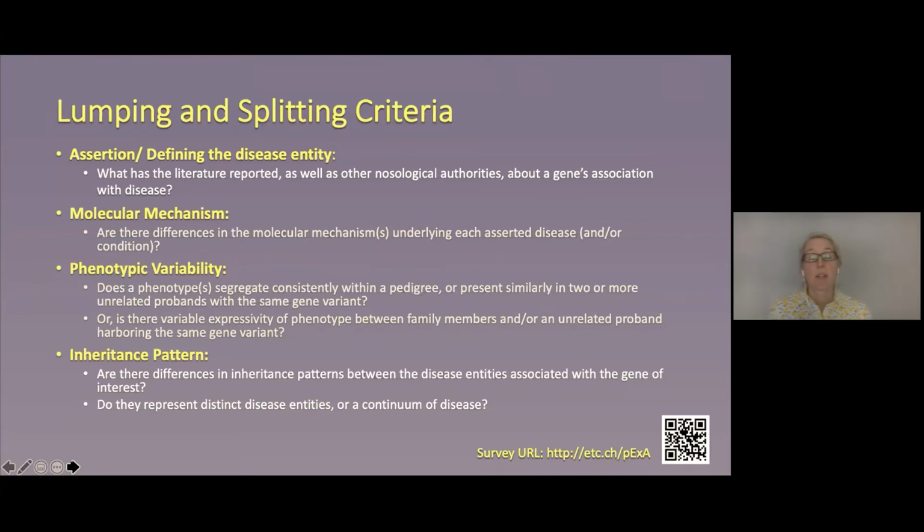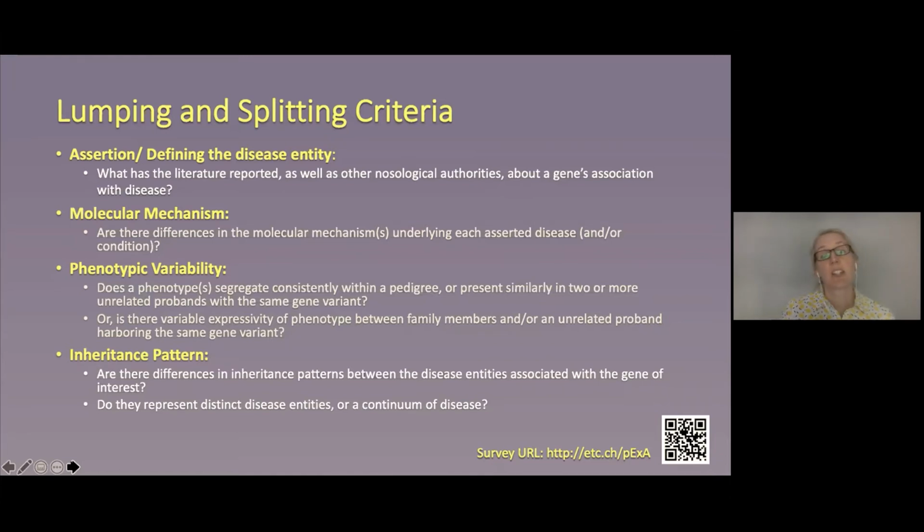The second one, and what really helps to drive our lumping and splitting criteria, because we are called ClinGen, the Gen for genomics and for genetics, is the molecular mechanism. So we really want to appreciate, when we think about these different phenotypes associated with disease, whether or not there are differences in the mechanism underlying those assertions.